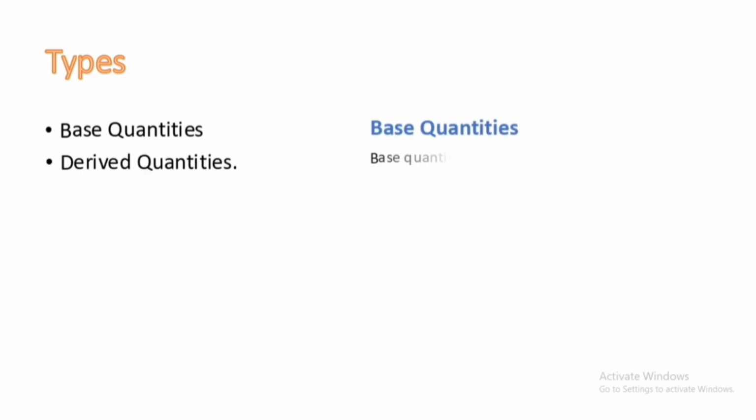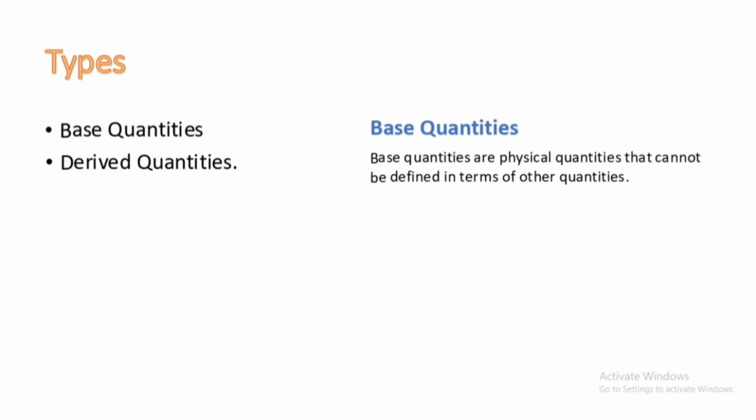What are the types of physical quantities? Basically, there are two types of physical quantities. The first one is base quantity and the second one is derived quantity. What are base quantities? Base quantities are physical quantities that cannot be defined in terms of other quantities. To understand this definition, consider an example.